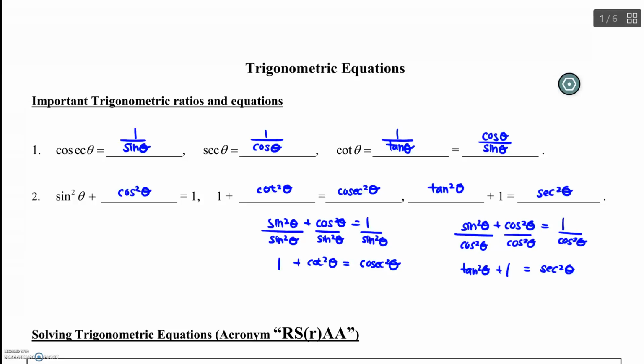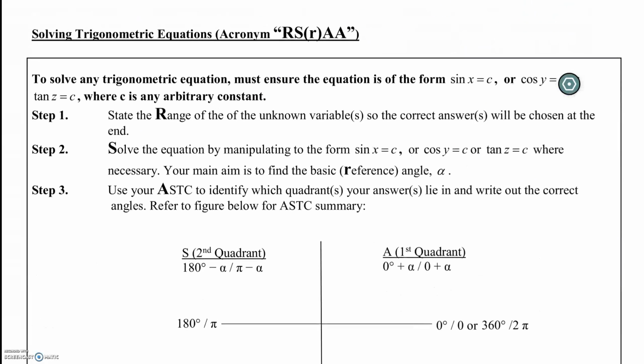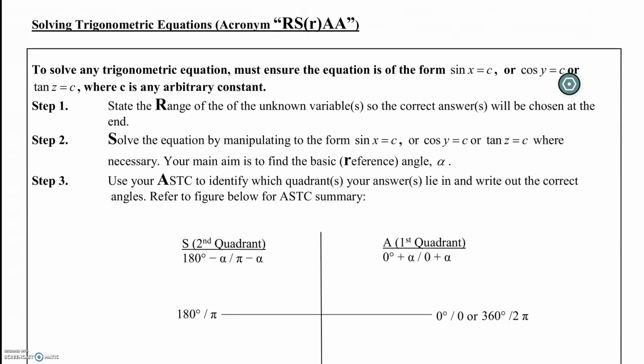Let's move on to learn how to solve trigo equations. There are 4 steps to solve trigo equations, and the acronym is RSAA. R stands for range: to find and state the range of the unknown variables so that the correct answers can be chosen at the end. Step 2, to solve the equation by manipulating it into the form sine x equals c, cosine y equals c, or tangent z equals c when necessary.